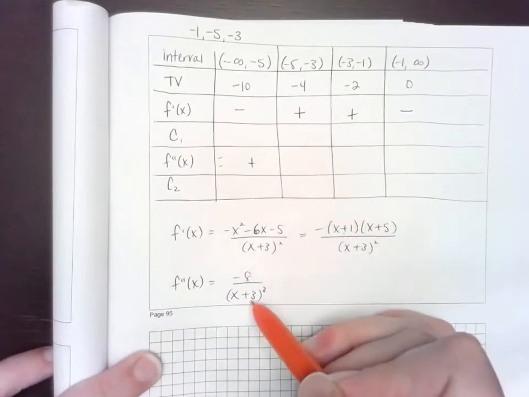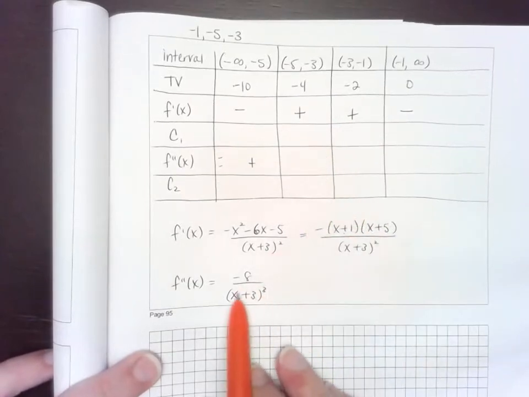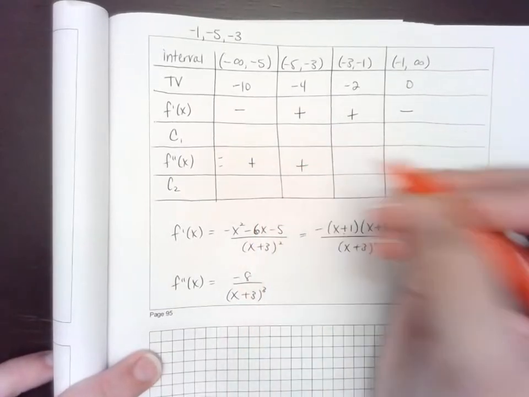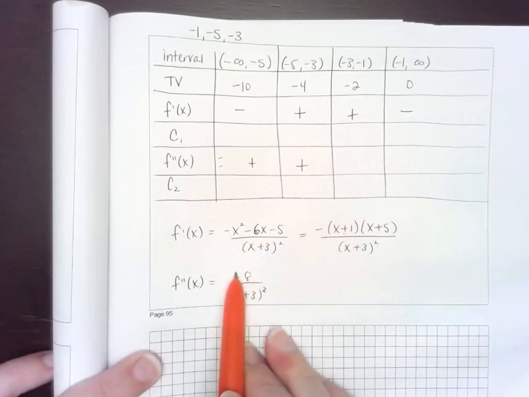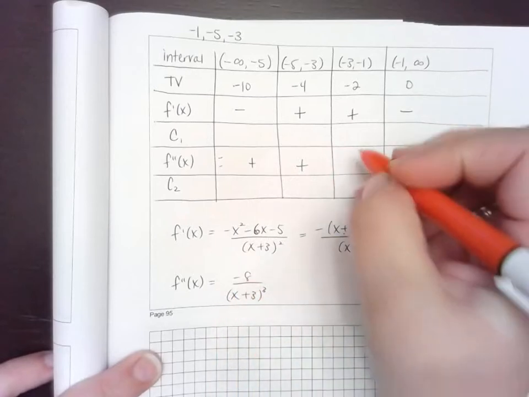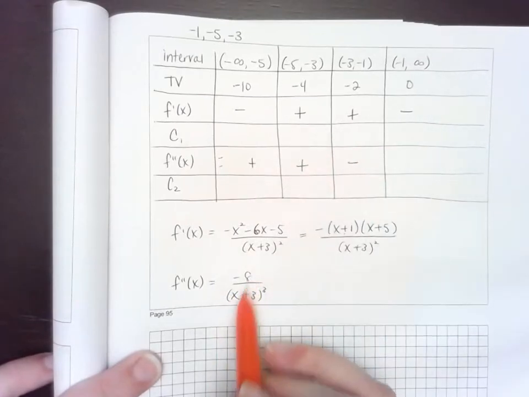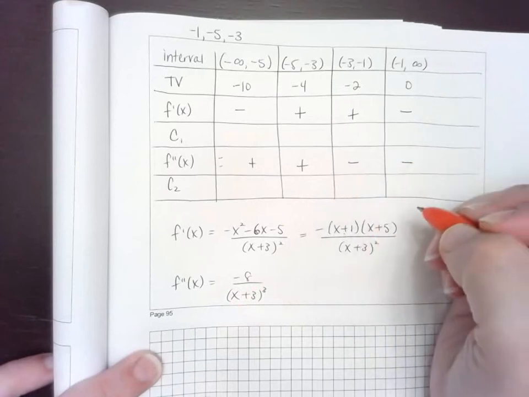Over here, if I plug in -4, the top is negative, the bottom will be negative. If I plug in -2, that's a negative, this will be a positive. And if I plug in 0, I'm going to get a negative.